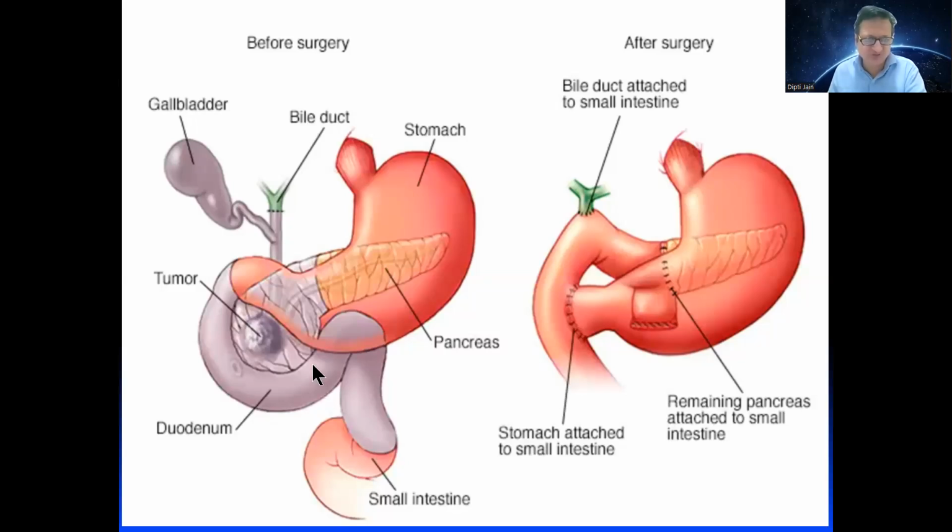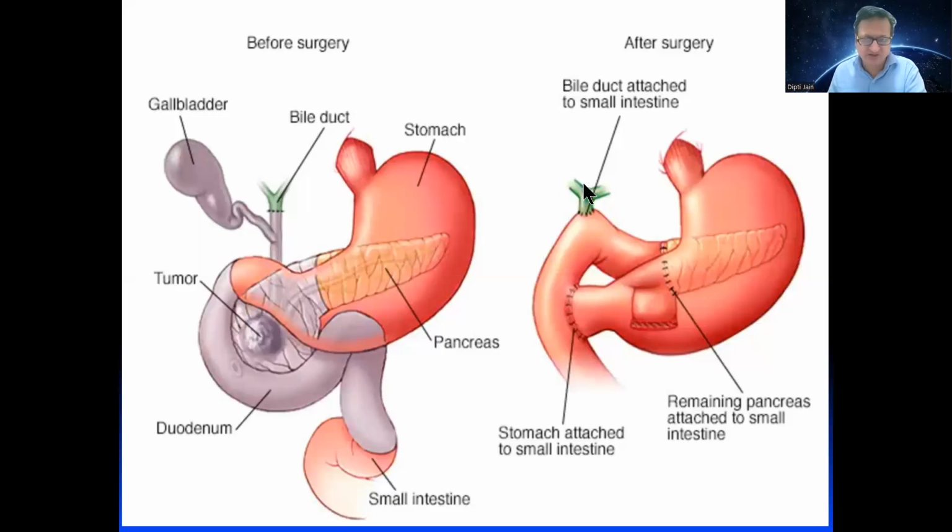So what do we do in the Whipple procedure? In the Whipple procedure, the head of the pancreas and the tumor involving the pancreas are removed. The duodenum is removed. The gallbladder is removed. And what we do is first we join the remaining part of the pancreas to the remaining part of the small intestine. So here the pancreas is joined to the small intestine.